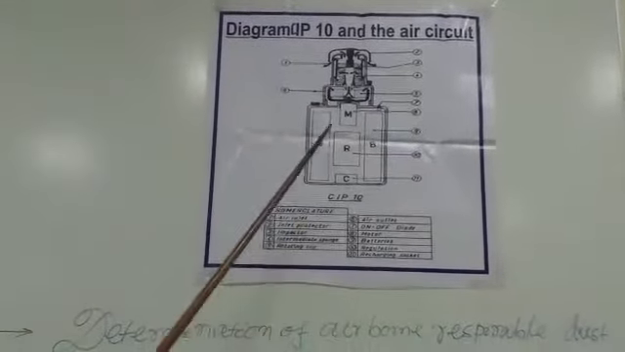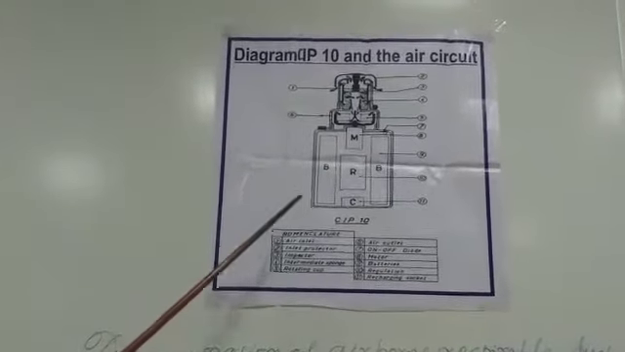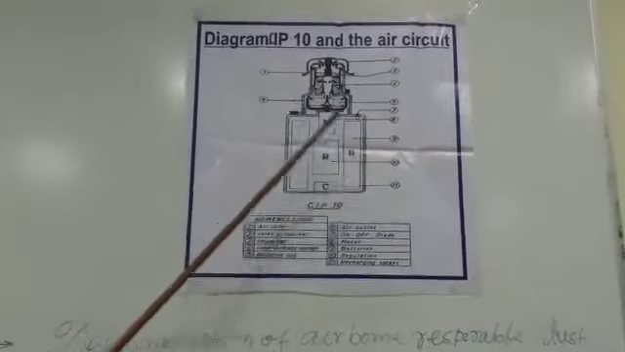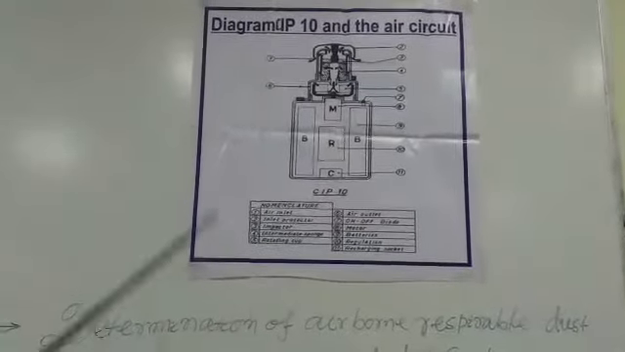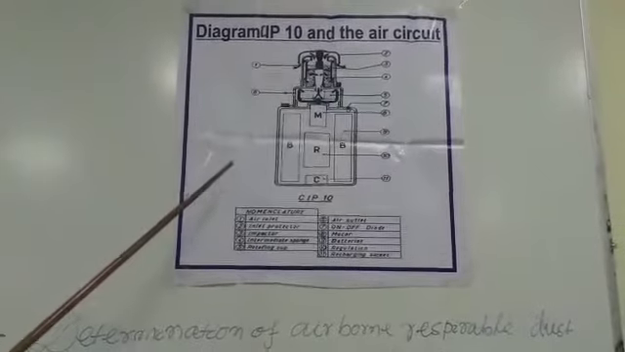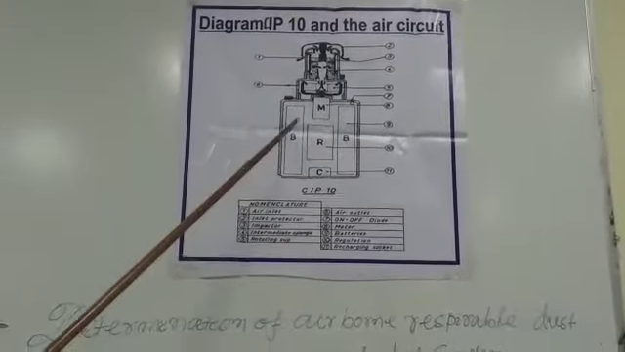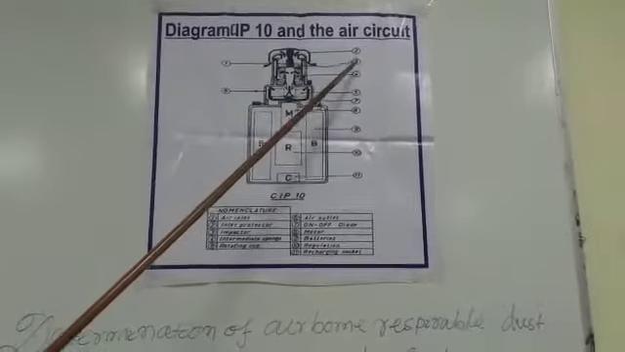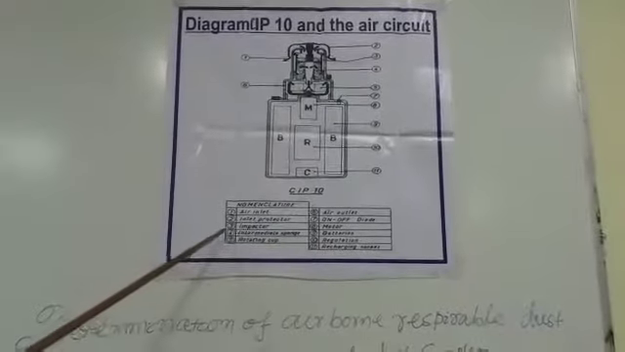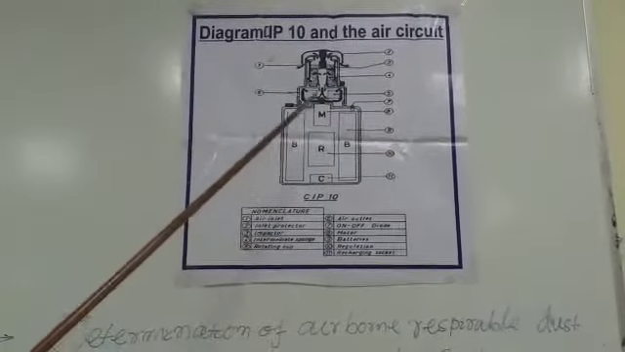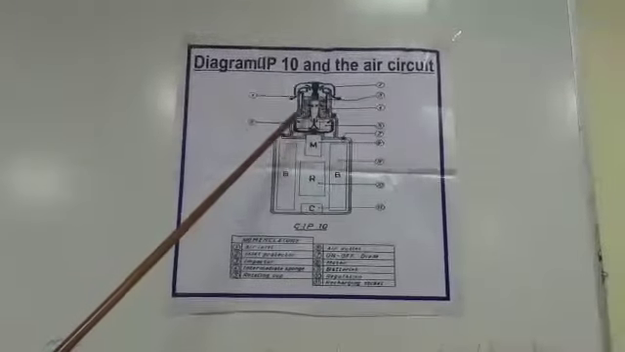You can see the schematic diagram of the personal dust sampler CIP10 given here. This is the air circuit of the CIP10. Basically, this is the inlet air, which goes in through these holes. Number one is the air inlet, where air enters the instrument.